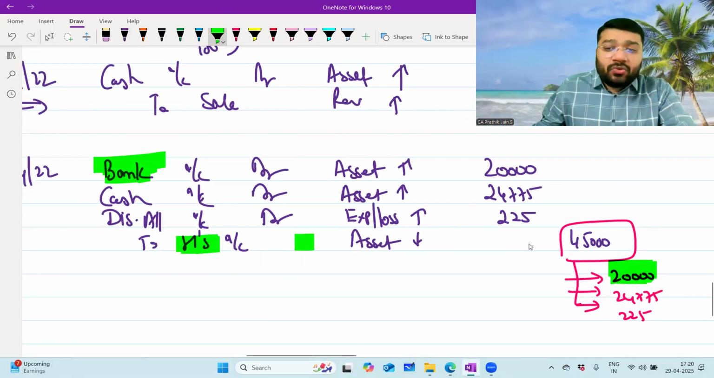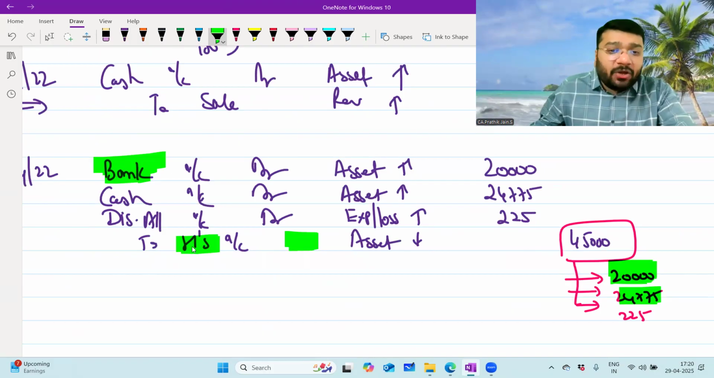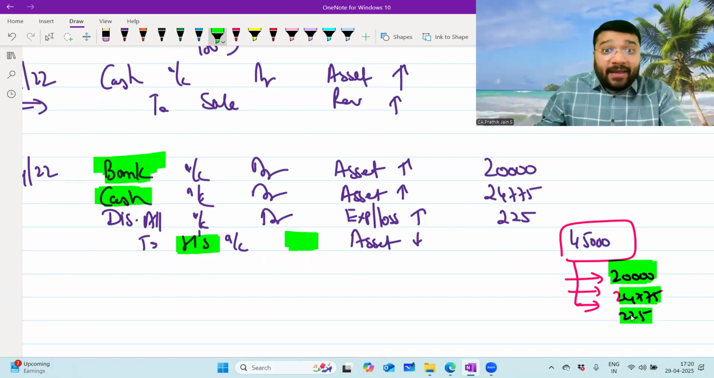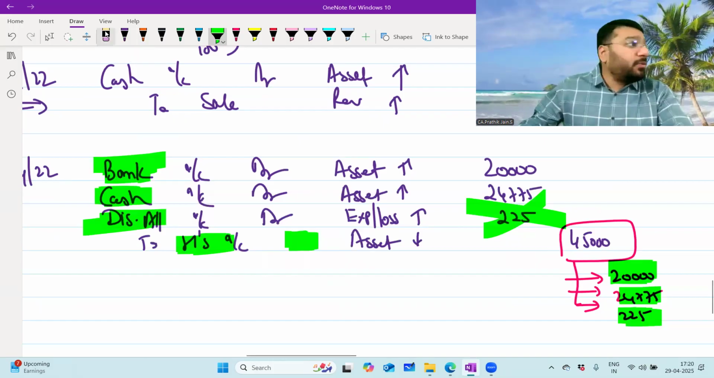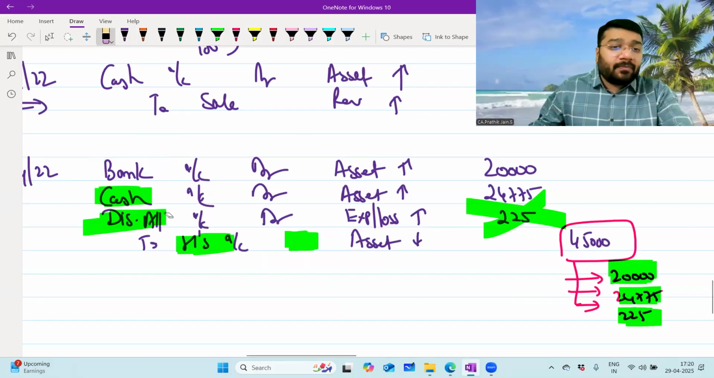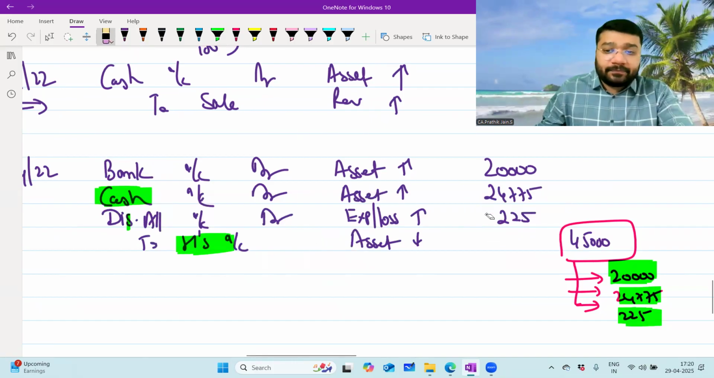So record this 24,775 in the credit side of H's account. And who's the opposite partner? By cash. Record this 225, not this 225. Record this 225 in the credit side of H account. Who's the opposite partner? Discount allowed. Online people, any problem so far? No, sir.